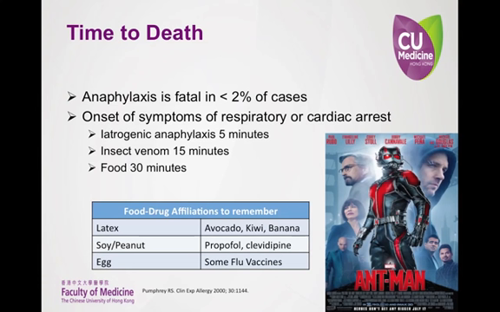Time until death also varies based on what allergen or substance is causing the allergic reaction. An unknown cause has the least amount of time until death, whereas with insect venom, you can have cardiac arrest within 15 minutes. Food, as it takes time to be absorbed in the gastrointestinal tract, will give you at least 30 minutes until cardiac or respiratory arrest.